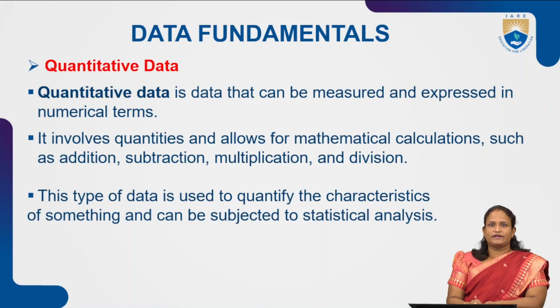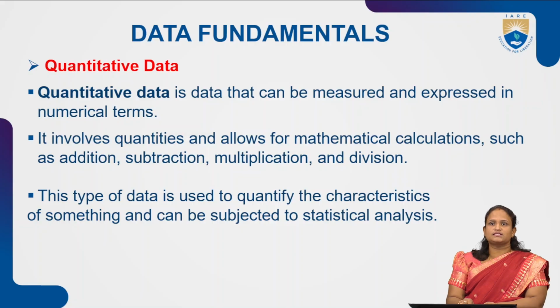The first type of data is qualitative data, and the second type of data is quantitative data. Quantitative data is the data that can be measured and expressed in numerical terms, whereas in qualitative data, we are not measuring the data in numerical terms. We are just telling the quality of that particular flower, person, or whatever it may be. Here, we are measuring the quantity.